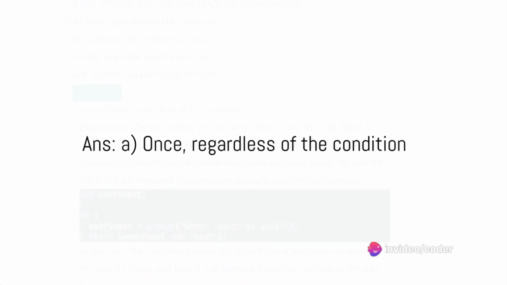Question 9. Answer is A, once regardless of the condition. The key feature of a do-while loop is that the code block is guaranteed to execute at least once, regardless of the condition. For example, you might use a do-while loop when you want to ask the user for input at least once, and then continue asking based on their response. In this case, the code block inside the do will run at least once to prompt the user for input, and then it will continue to execute as long as the user doesn't enter exit.